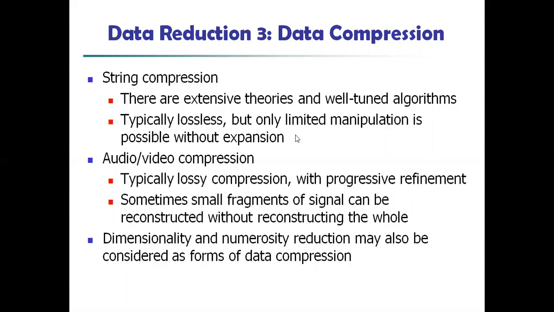The next one is that dimensionality and numerosity reduction may also be considered a form of data compression. In the previous slides we have seen dimensionality reduction, attribute selection, etc. So these can also be considered data compression.